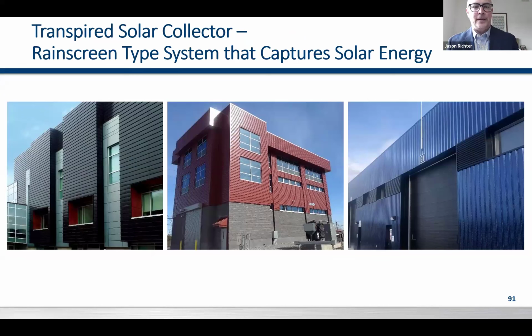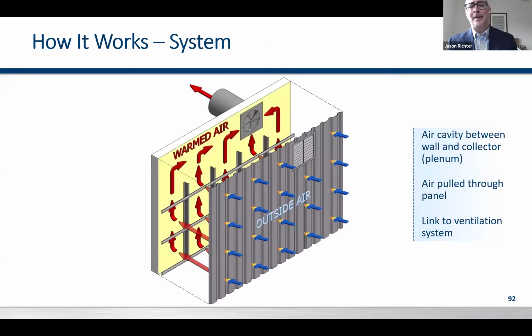Another rainscreen assembly that we'll touch on briefly is called a transpired solar collector. This is an interesting concept in terms of rainscreens. It is a true rainscreen because these wall assemblies are perforated or microlanced to allow the airflow through the panel. So water will inherently get through.